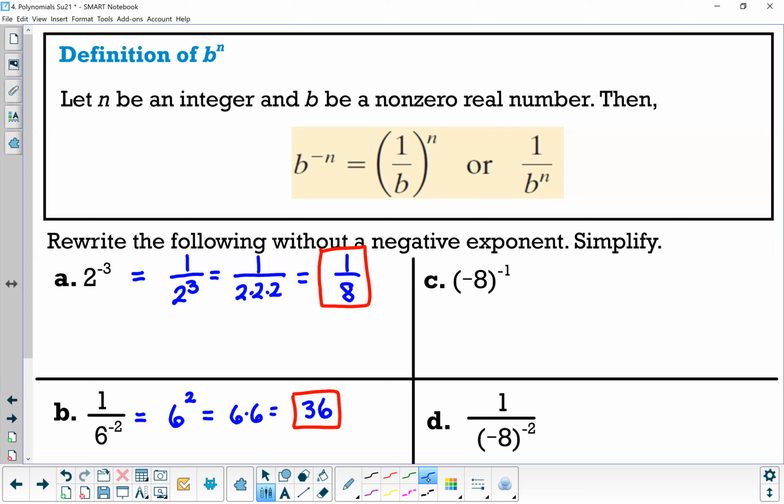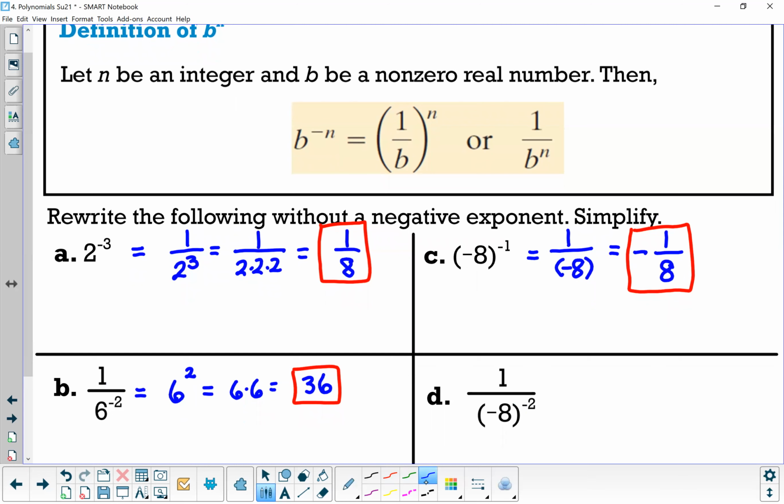All right, letter C, we have in parentheses -8, close parentheses, to the negative 1. So when we take the reciprocal, we have 1 over, in parentheses, -8. We can put to the first power, but it's not necessary. It's also not necessary to write the parentheses now. It's in the denominator and the exponent is a positive 1. So this is equal to -1/8. Notice how I put my negative out front instead of in the denominator. Those are equivalent answers.